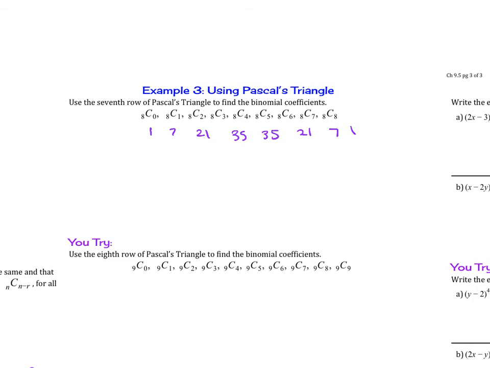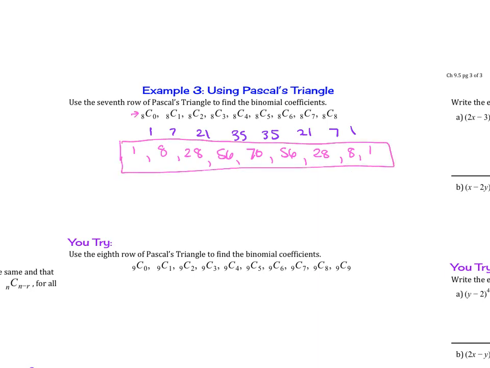Now, we're trying to find the next value. So the next row would be 1. 1 plus 7 is 8. 7 plus 21 is 28. 21 plus 35 is 56. 35 plus 35 is 70. And then 35 plus 21 is 56. 21 plus 7 is 28. 7 plus 1 is 8. And the last one is 1. So those are the binomial coefficients of each of these values here. We just use the row above it.